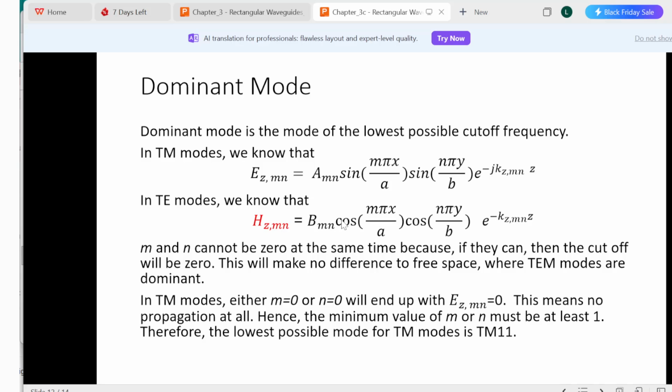If m is 0, then this term will be 1. And how about n? The same. N can be 0. So both m and n can be 0. But then there's a problem.